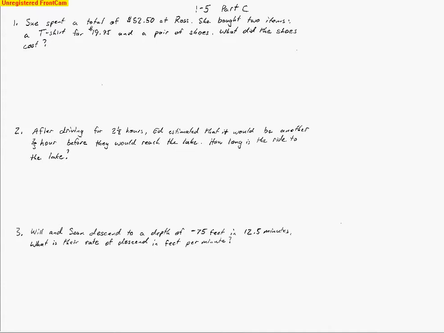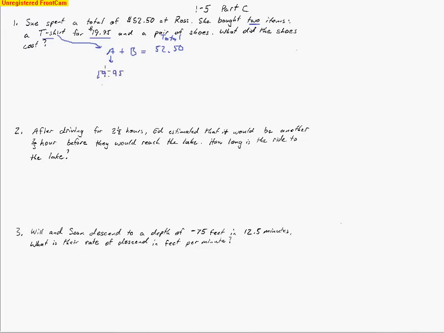So let's take a look at our first problem, and it says that Sue spent a total of $52.50 at Ross. She bought two items. So she has a total, so it's like item A and item B, and they equal a total of $52.50. This is, again, the amount that they equate to. So it says one of the items was a t-shirt. It cost $19.95. So we'll call that item A. So the t-shirt here is item A.